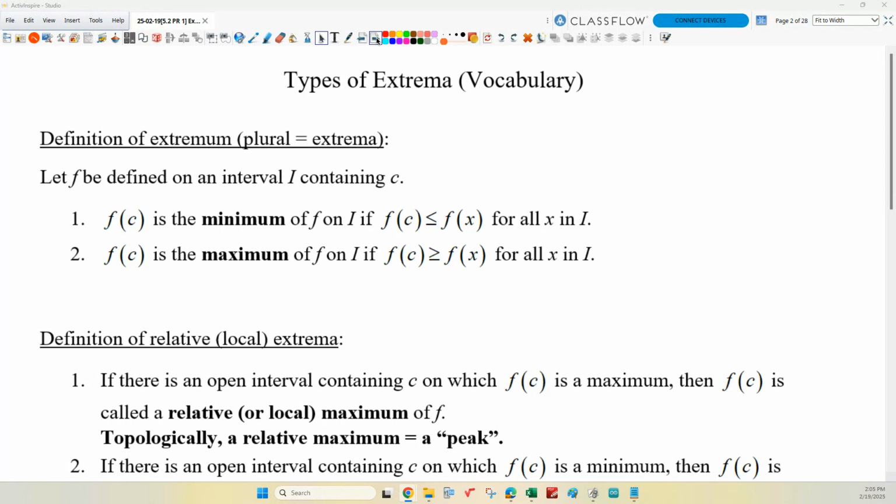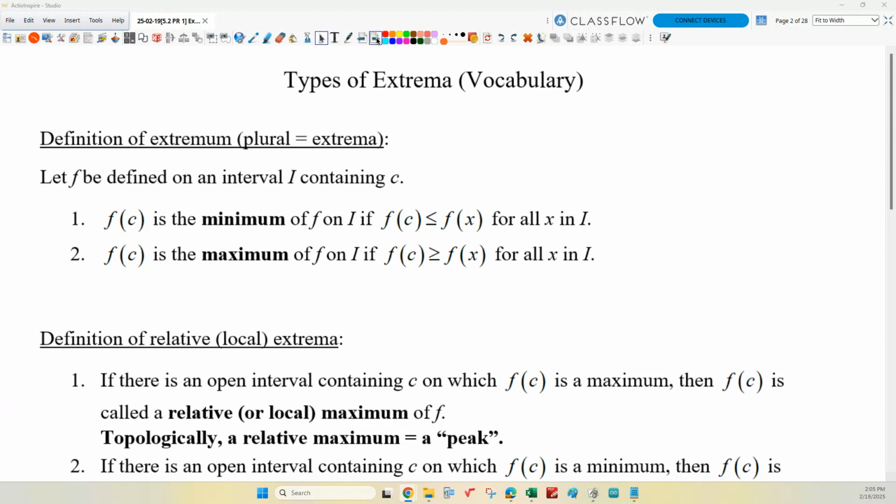So what are extrema? There's a bunch of different types. We can talk about them in different ways, but extrema are just extreme values, right? Really high values or really low values on a function. This is the textbook definition, and we'll get a little more informal with it.